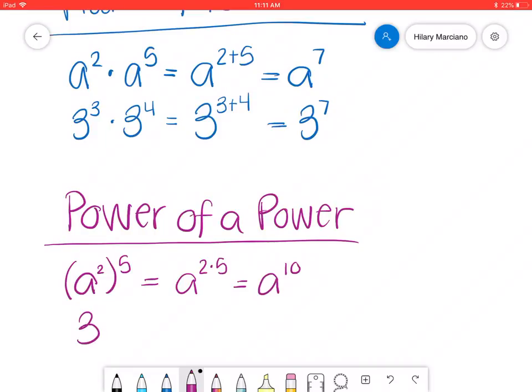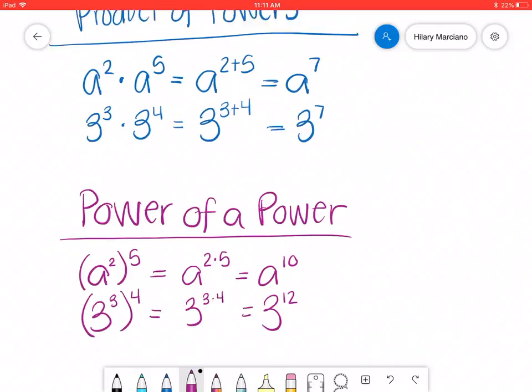Again, with numbers, if we have 3 to the third, and then we're raising that to the 4th power, what we're going to have is 3 to the 3 times 4, which would be 3 to the 12th. Again, we can plug that into our calculator, or we can multiply 3 12 times by each other.